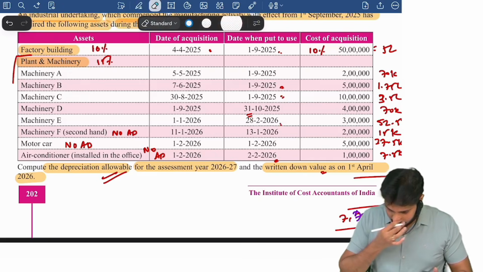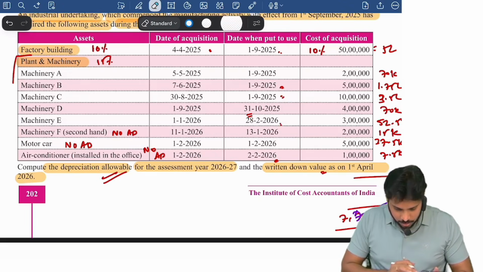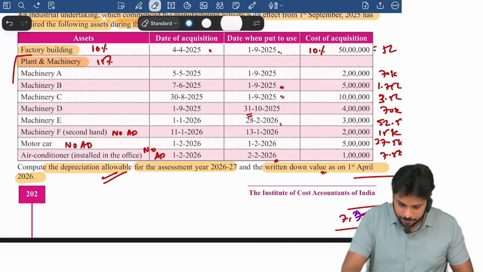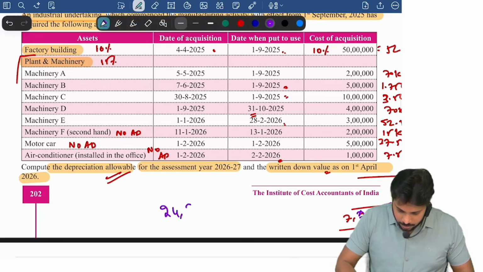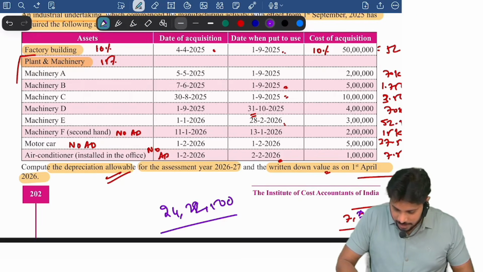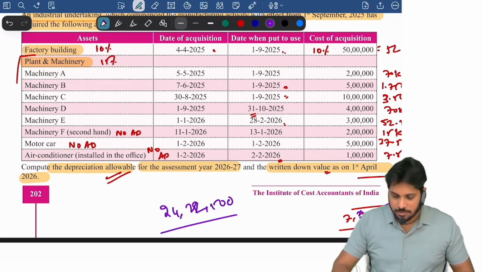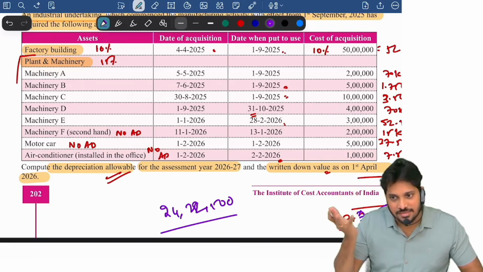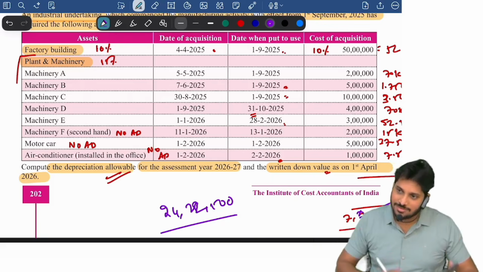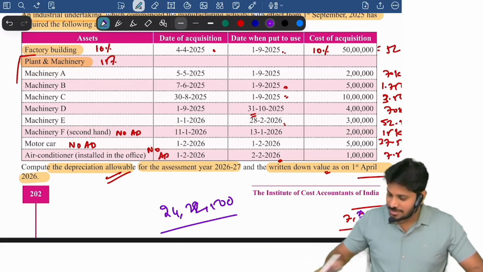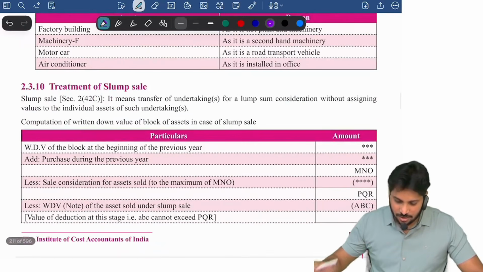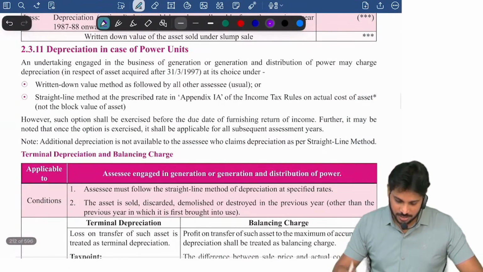So 32 lakh minus 7,77,500, 22,500. Am I right? That's it. Now building: 5 lakhs, 45 lakhs. Depreciation 5 lakhs. WD value 45. Over. I think all the depreciation related problems are over. Then next question.